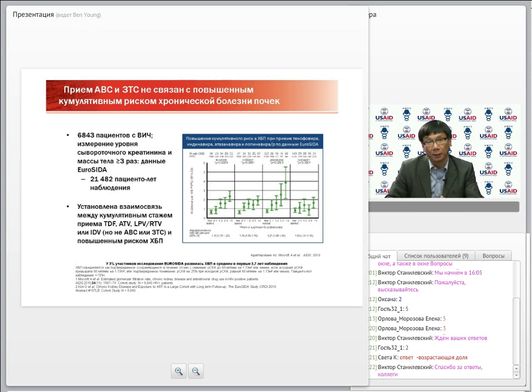It's perhaps germane to note that other medications were not associated with this risk. They include the nucleosides abacavir and lamivudine.